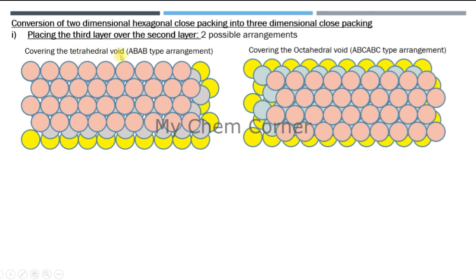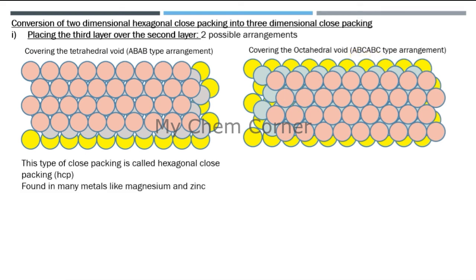So when I cover the tetrahedral void, it's going to be an AB arrangement, which means repeated alternate layers. Whereas when I cover the octahedral void, I'm going to get an ABC type of arrangement. In this type, when I cover the tetrahedral void, the arrangement is AB type. Therefore, this type of close packing is called hexagonal close packing, because when I place these three layers in three dimensions and connect all the centers of the spheres, I will get a hexagon. That's why it's called hexagonal close packing.